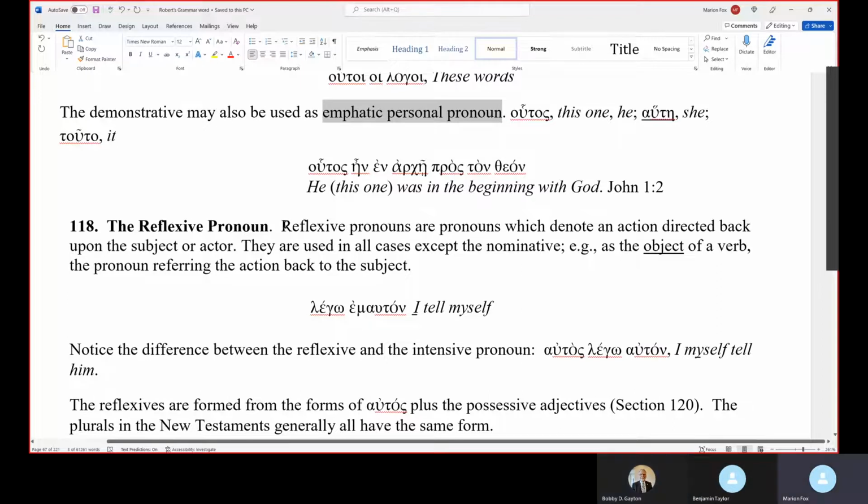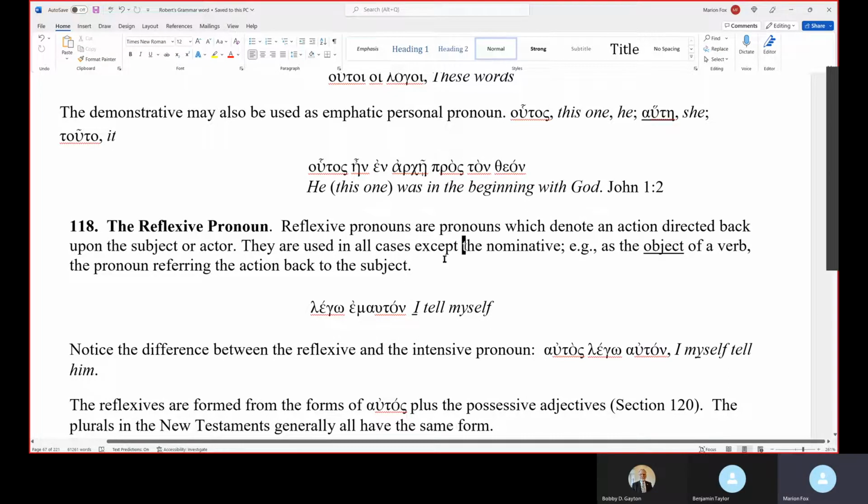Right, reflexive. Myself is a good reflexive pronoun in English. Or ourselves, say. We could be talking as a group. We could say ourselves. We ourselves are going to do this, such and such. Reflexives are pronouns that denote an action directed back upon the subject or actor. They're used in all cases except the nominative. It doesn't have a nominative case form, okay?